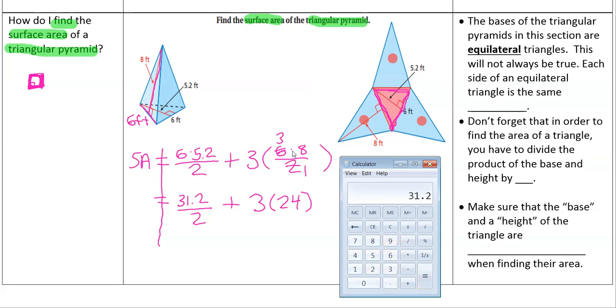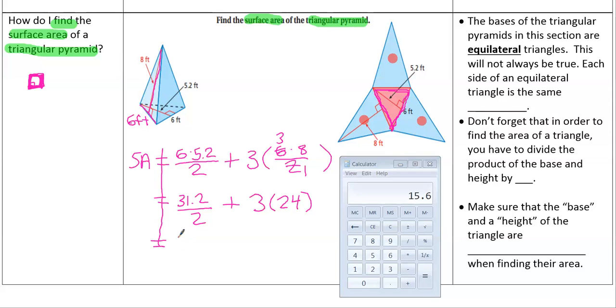Okay, and then 6 times 8, and then whatever that product is divided by 2. So I'll clear, and now 6 times 8 equals 48, divided by 2 is 24. Woo! Okay, 31.2 divided by 2. I could do that in my head, but since I already have the calculator out, I'll just use it. That equals 15.6. I'm going to write that down because otherwise I'll forget.